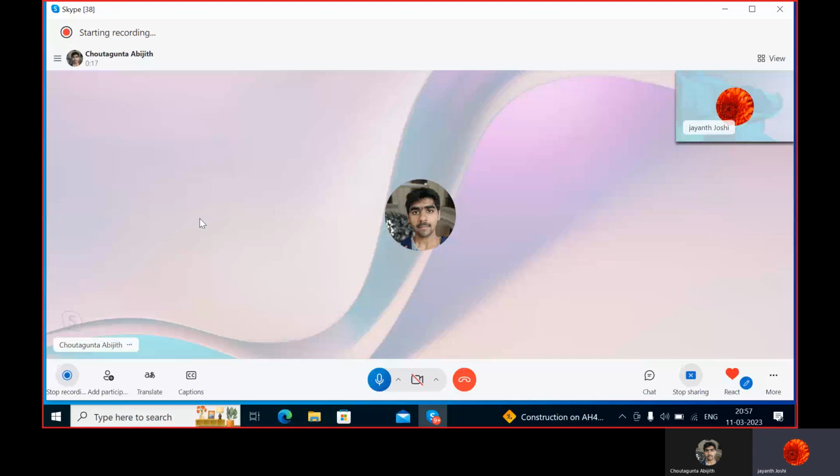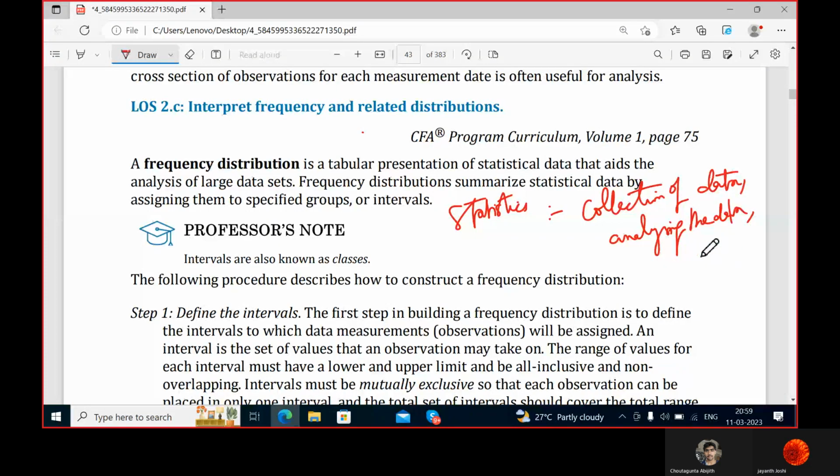So what we were discussing is statistics. Statistics is all about what? Statistics is the study of collection of data, then analyzing the data, and the third step can be presentation of data, and then interpretation. Okay, that is all about statistics.